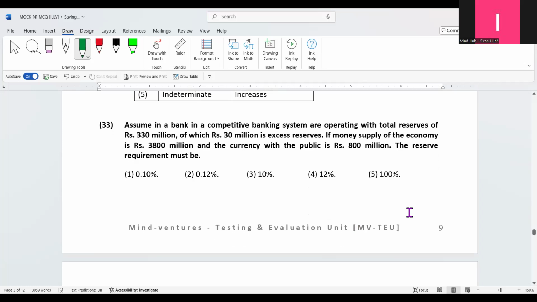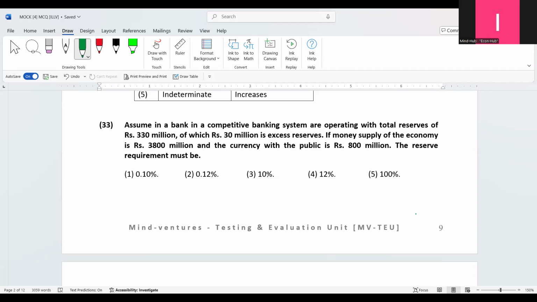33. Assume banks in a competitive banking system are operating with total reserves of 330 million, of which 30 million is excess. If the money supply of the economy is 3,800 million and the currency with the public is 800 million, the reserve requirement must be? What is the reserve requirement? So basically they have excess reserves also. So take the reserves they have.